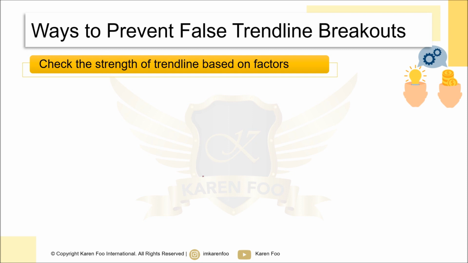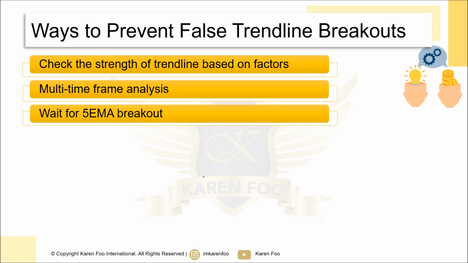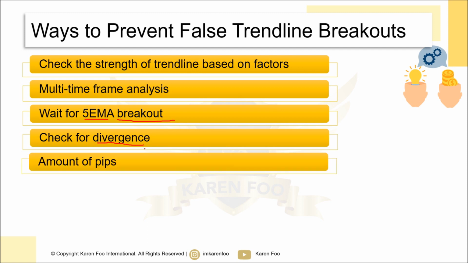Okay. Another way that you can spot false breakouts is multi-time frame analysis. Later I'm going to show you how to implement this. Okay. You also wait for your 5 EMA breakout. Remember, when you're trading breakouts, you gotta use 5 EMA. On normal times, when you're not looking for a breakout, you can remove it. Okay. And make sure you check for divergence as a confirmation. And also check the amount of pips.